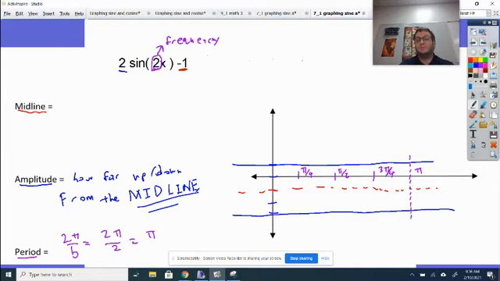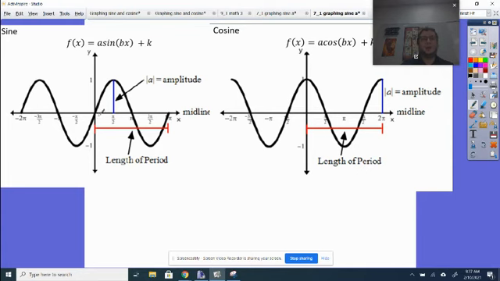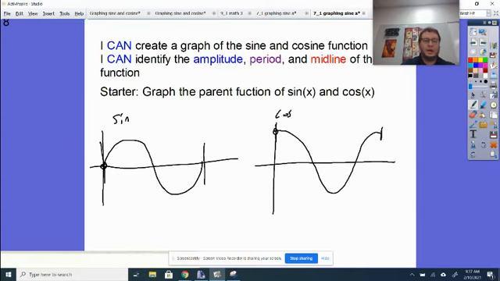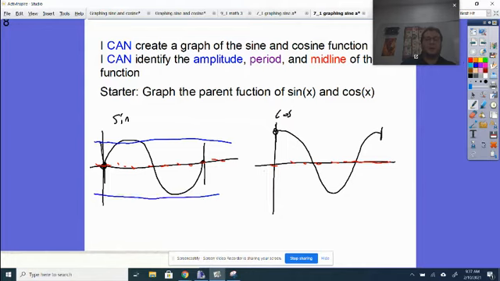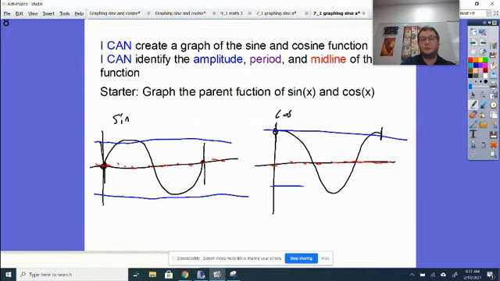Okay, so at this point, we need to say, okay, is it sine or cosine? This one's sine. So remember, sine starts in the middle. Okay, and then it goes up, and then it goes down, and then it comes back to the middle again. So if I really kind of drew that on here, it's like my midline's right here for both. And my amplitude lines are up here and down here for both.